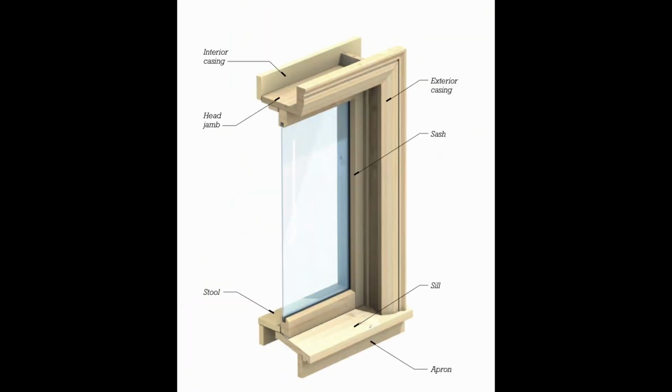Here we can see basic window nomenclature through a cross-section of everything that is at play within our windows. I can start with the interior casing and the head jamb at the top, the exterior casing on the outside, and then we have the sash, the stool and seal, and then finally the apron at the bottom.